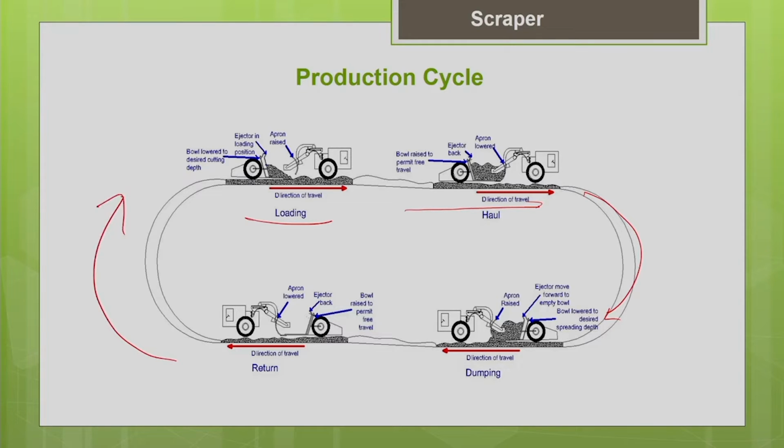So in this production cycle, you can see there are two turnings involved. Depending on your project site, there can be even more turnings than this. Everything depends upon your project site. So basically loading, hauling, turning, dumping, returning, again turning, and get ready for the next cycle. So these are the components which make up the production cycle of a scraper.